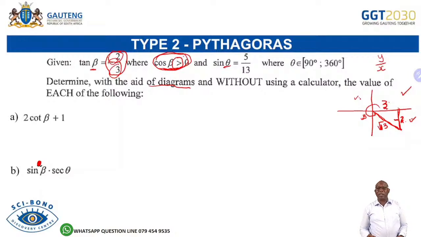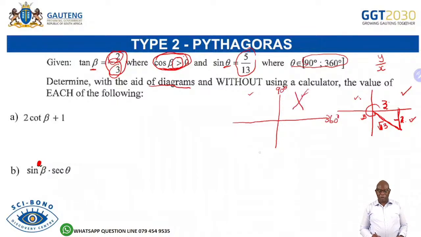I cannot put them on the same sketch, which means for my sine of theta, I'm going to draw another Cartesian plane. In this one now, it says the sine is positive. Can you see there's no negative sign? The sine is positive. Where is the sine positive? First quadrant and the second quadrant. But they say the angle must be between 90 and 360. So it must be between 90 and 360, which means that the first quadrant will be out because I'm working from 90 right round to 360.